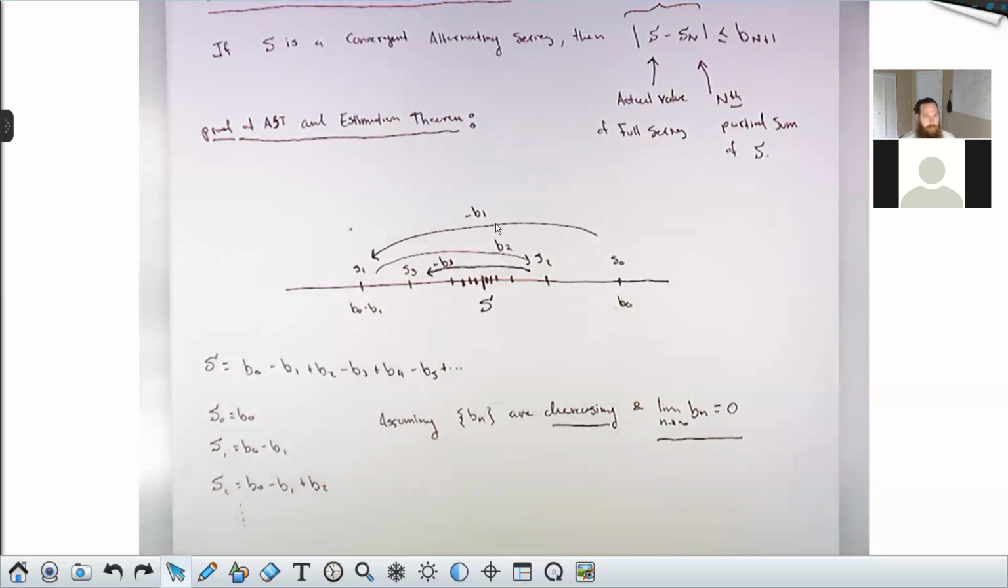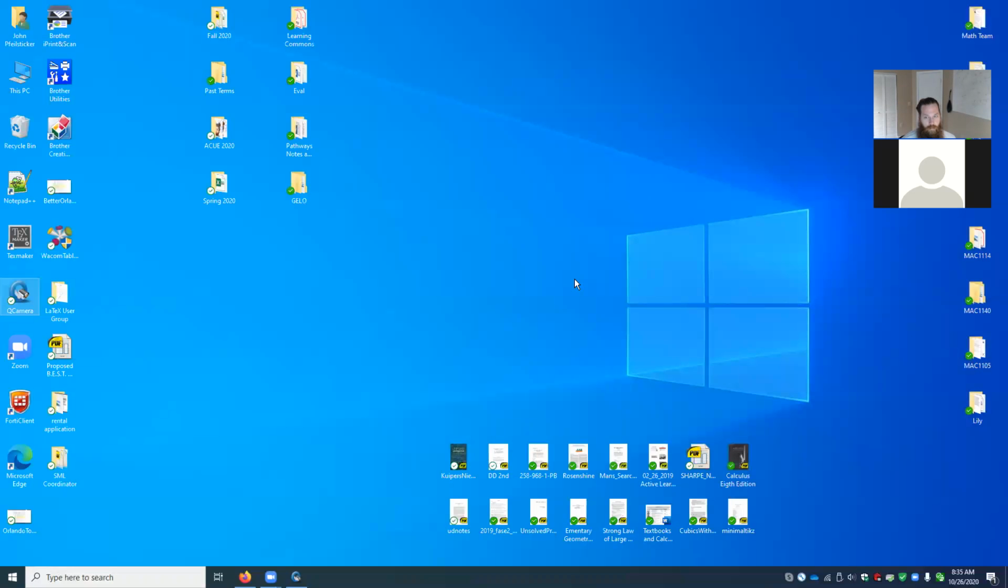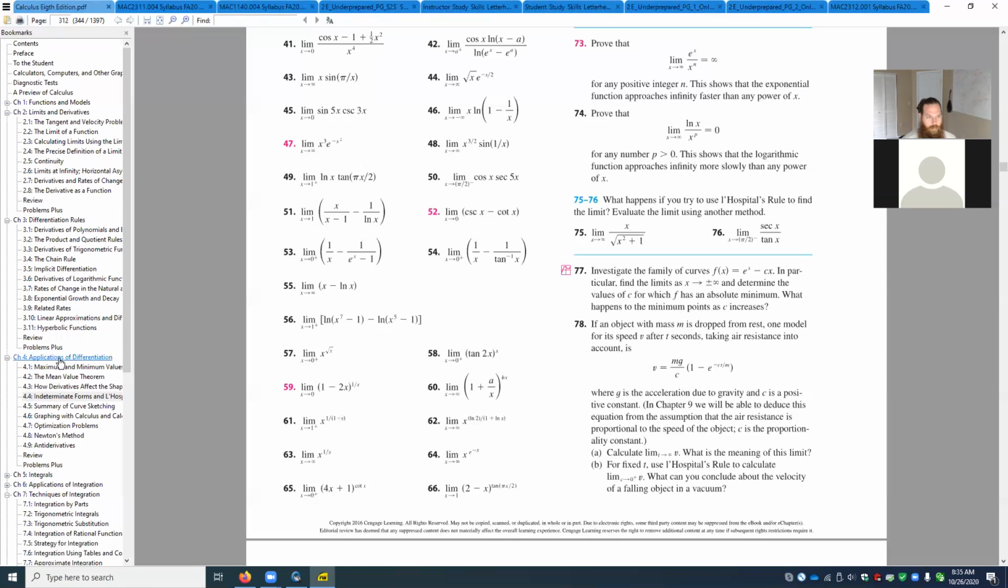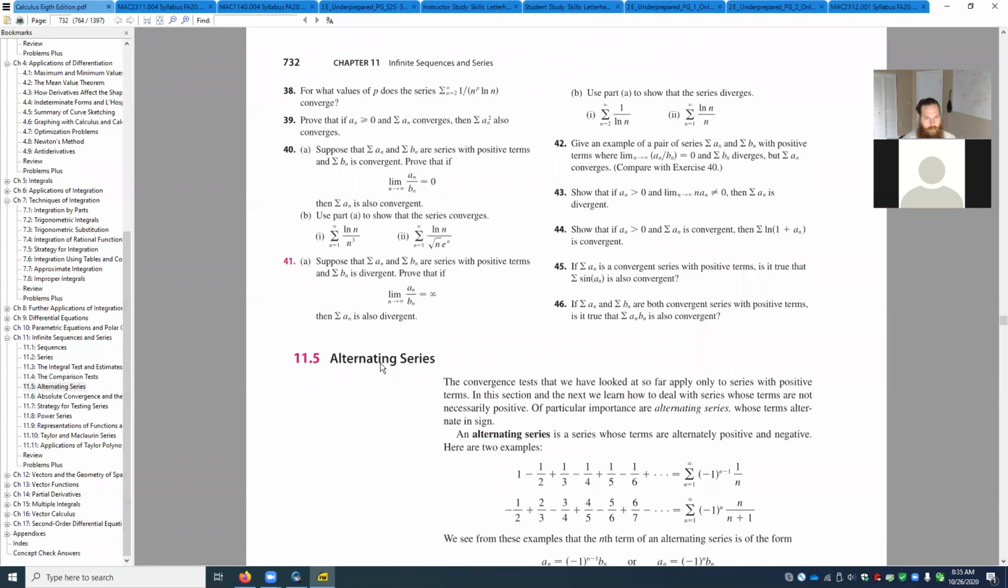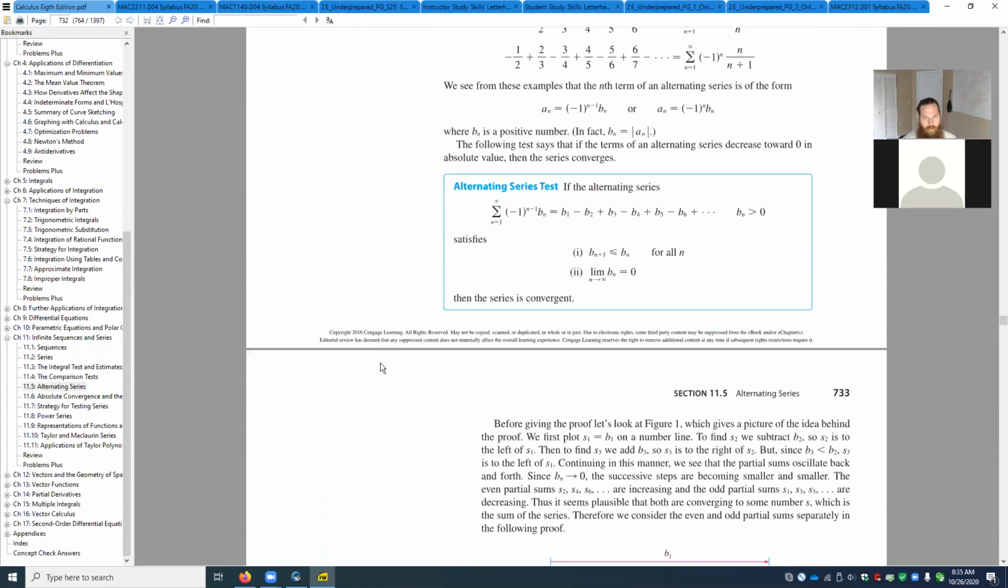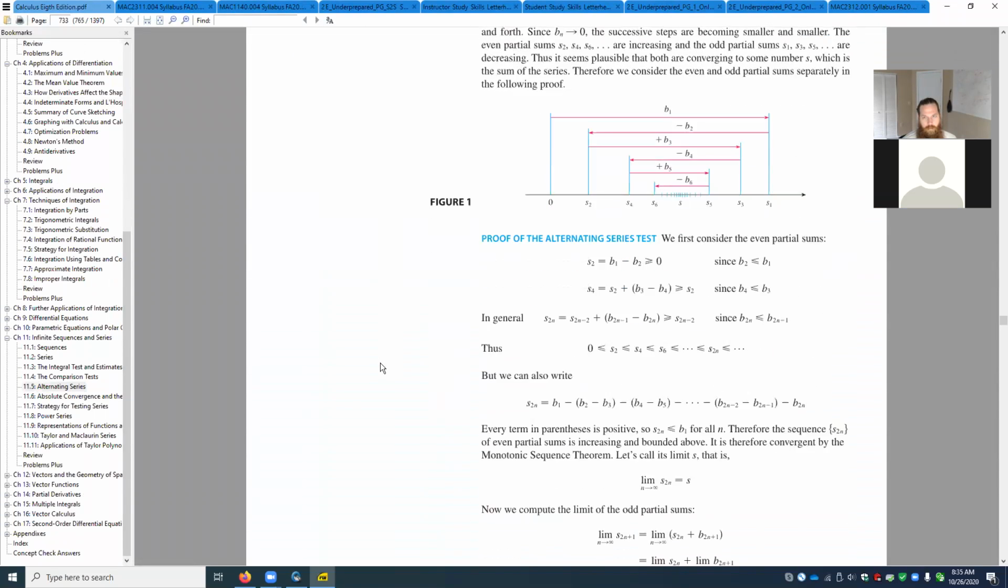Like I said, your book has this picture. I'm going to flip over to your textbook in just a second here, because it looks a little bit cleaner in print. Some definition, here it is.